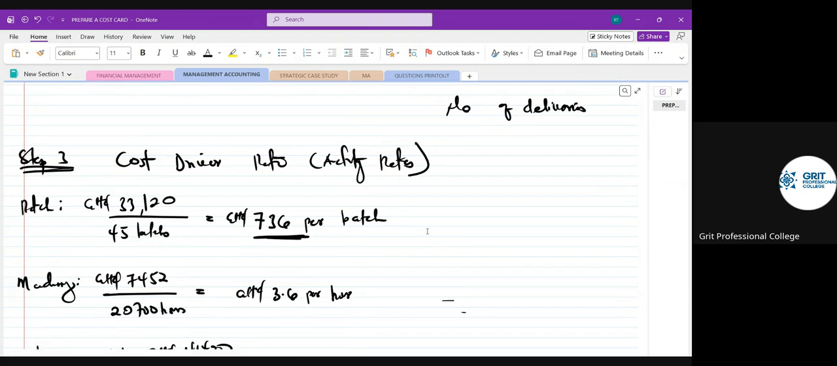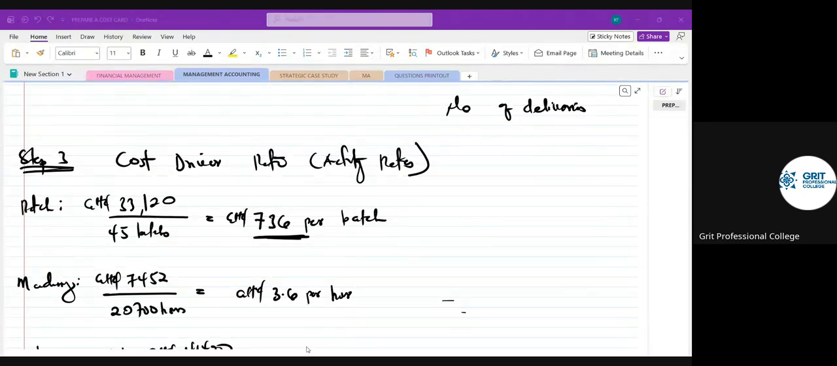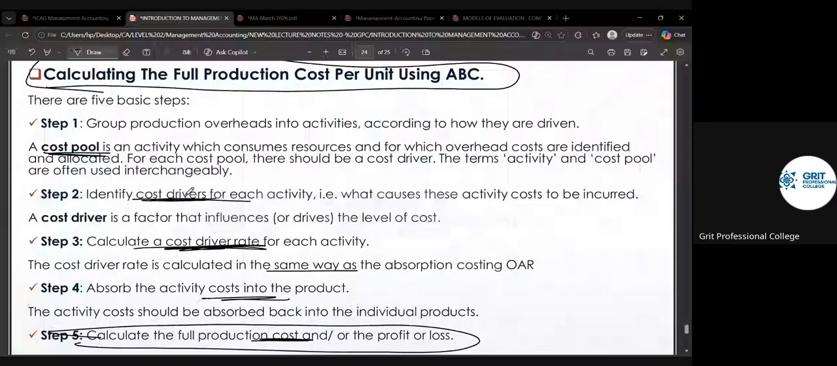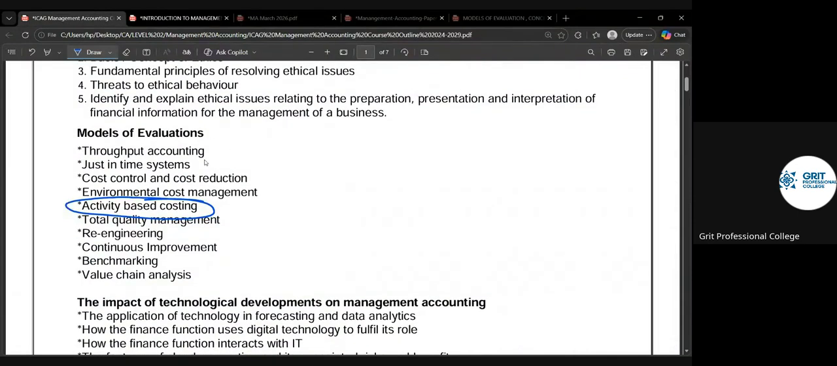Okay. All right. So we are going to end the class here, and hopefully we meet on Saturday. And on Saturday, we are just going to talk. So we'll go back to the lecture note. We are done with this one. And so we'll just be talking about the other models of evaluation. There will be some calculation here when it comes to the throughput, but aside that, for just in time and environmental cost management, we'll just be talking. These are the theory areas.